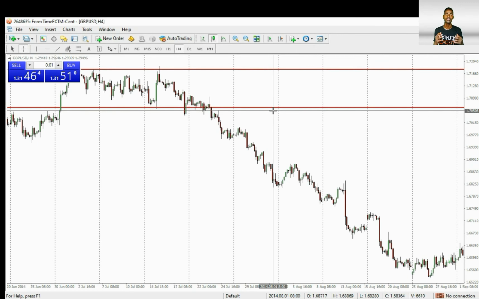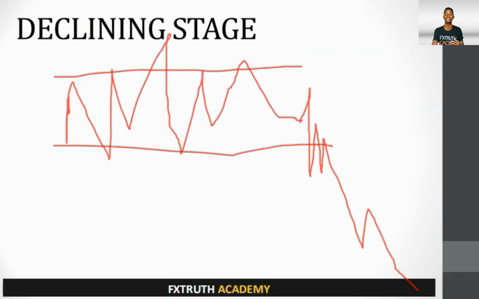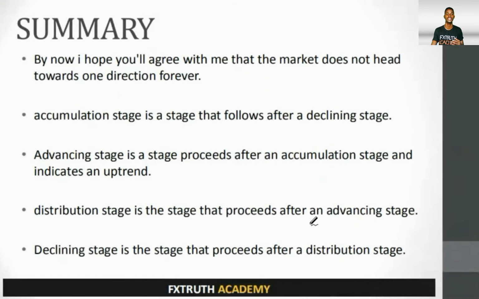So this is how the markets tend to move in cycles, and these cycles are classified into 4 stages. So with this all said and done, we've come to the end of today's lesson. Our summary for today is, by now I hope you agree with me that the market does not head towards one direction forever. I know you agree with me because we've proven it with the various markets.